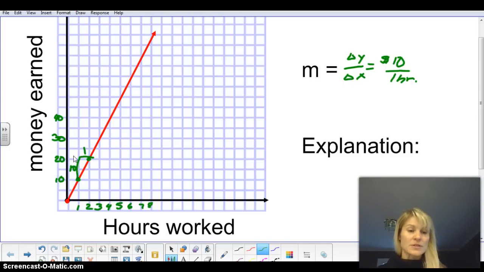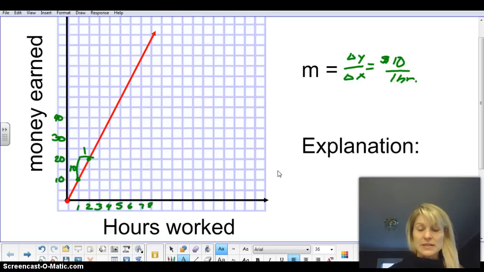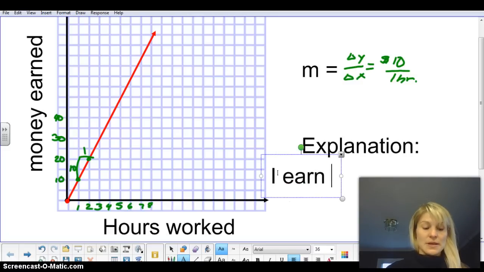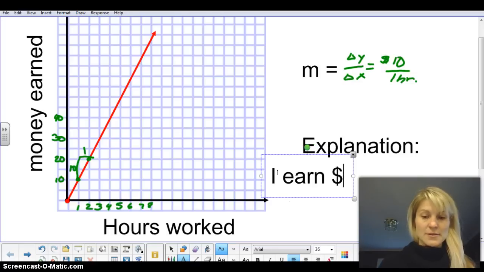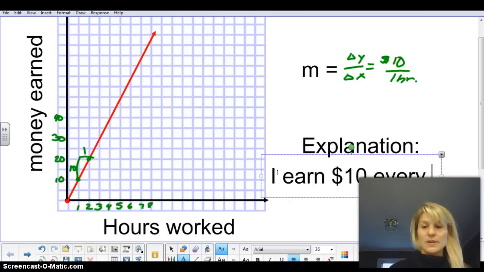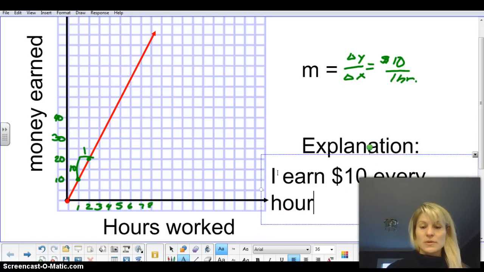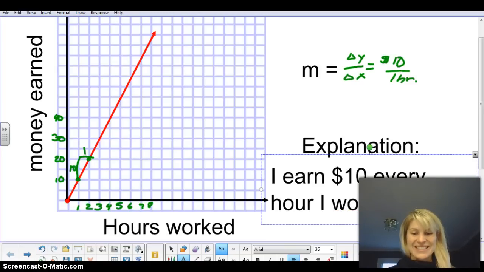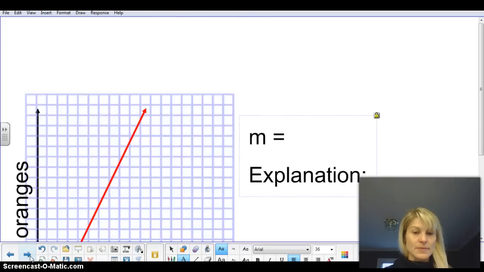Okay, so now we want to start applying what's on those axes to the number. So I rose $10 and I ran 1 hour. Okay, so my explanation down here, my little sentence I would put would be, I earn $10 every hour I work. Okay, so that's your explanation. You want to put your slope into a sentence for meaning. Okay, so let's look at another example.